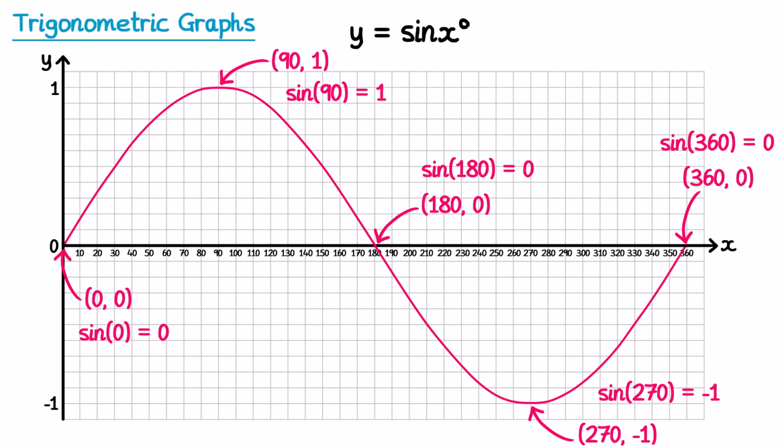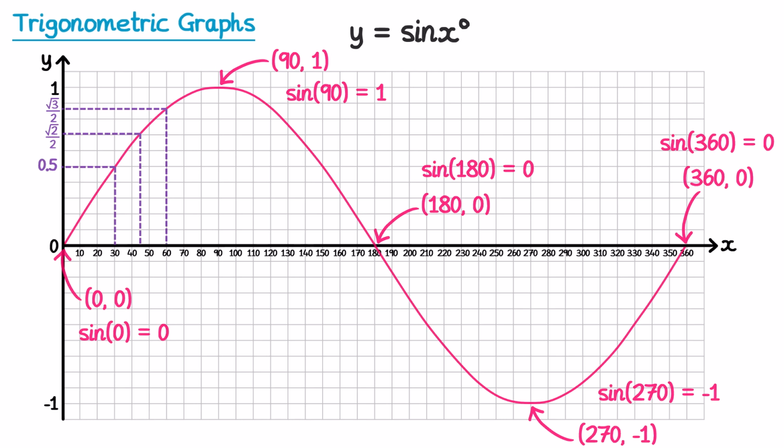If you look closely, you can see the other exact trig values that you need to memorize. So sine of 30 is equal to 1/2, or 0.5. Sine of 45 is square root 2 over 2, which is a little bit more than 0.7. And sine of 60 is square root 3 over 2. So this is the graph of y equals sine of x.